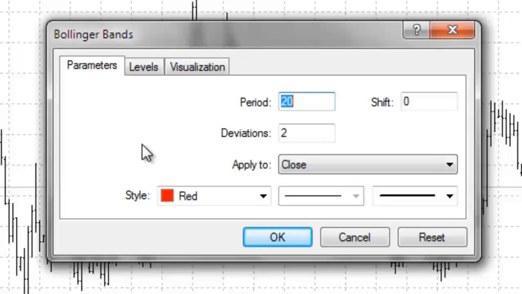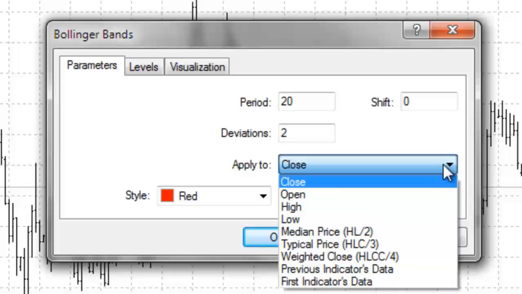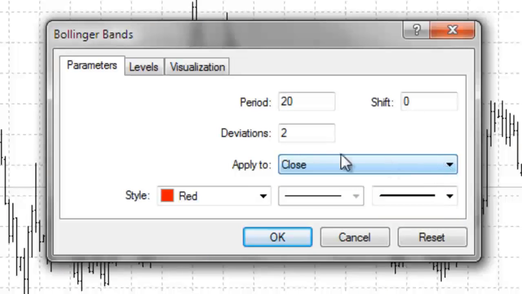By default, Bollinger Bands are usually set with a 20-period moving average, which is a simple moving average, and two standard deviations. A standard deviation is just a statistical measure of volatility. In this window you also have the ability to shift the indicator forward or backwards in time, and if you wish to, you can experiment with applying the indicator to data points other than the close. At the bottom of this window you can change the color of the indicator as well as changing the line style and the weight.